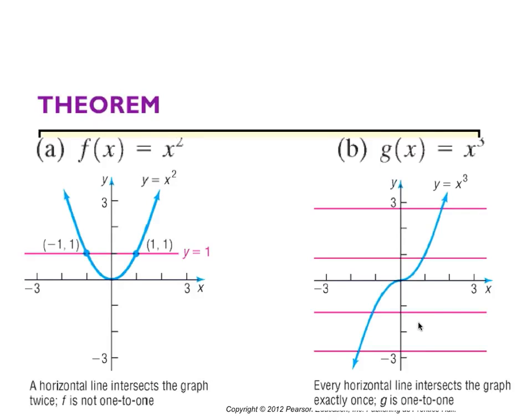Another nice theorem to know is that if a function is increasing on an interval I, then it's one-to-one on that interval. And if it's decreasing on an interval I, then it's also one-to-one on that interval. So when you go from increasing to decreasing or decreasing to increasing, that's where your function no longer becomes one-to-one. But if you're talking about a strictly increasing or strictly decreasing function, then you do have something that is in fact one-to-one.